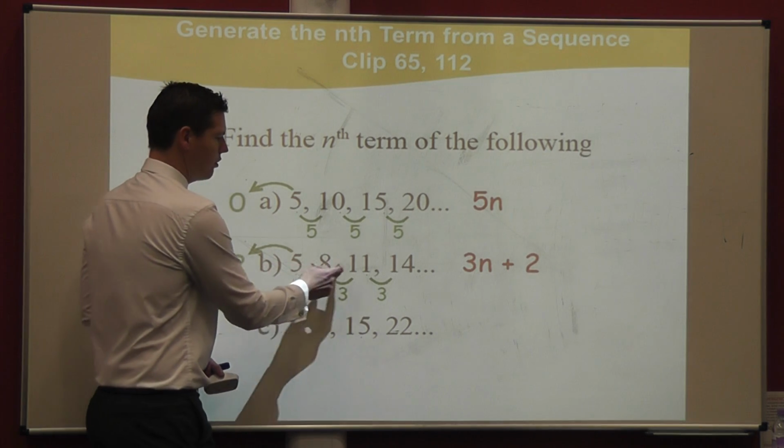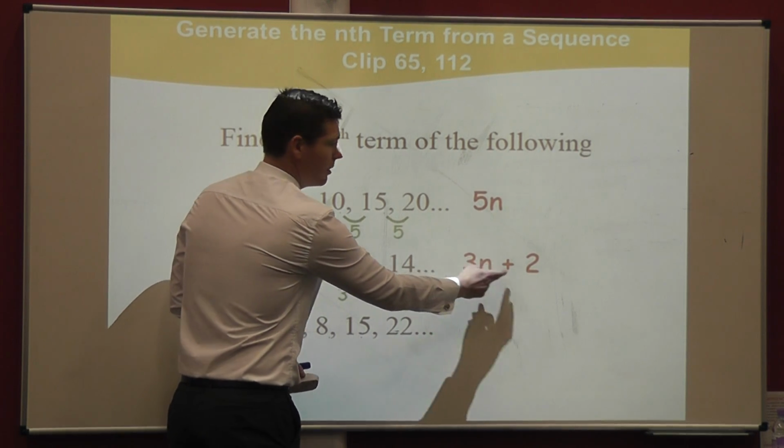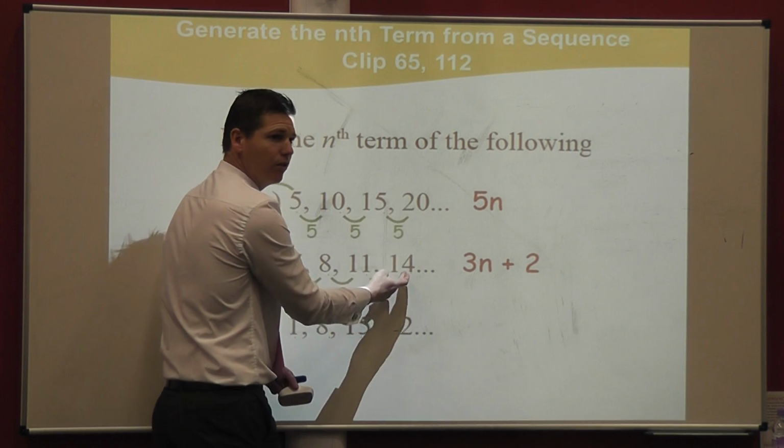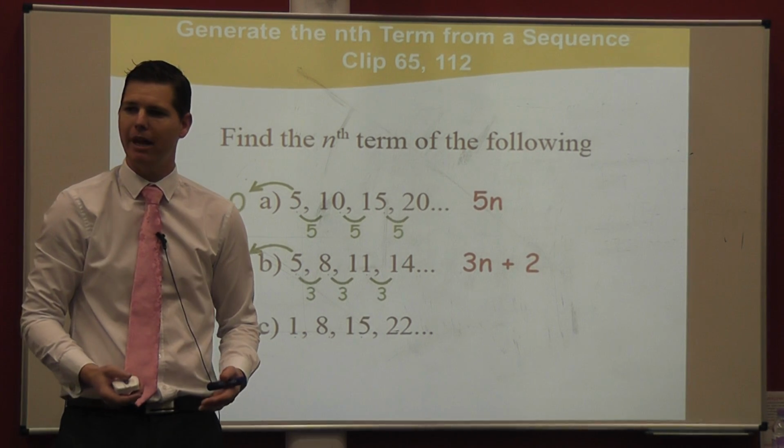And I can check that. Let's check with the 4th term. So 3 times 4 is 12, plus 2 is 14. The 4th term is 14. So the n is talking about what term number. You match it up in that way.